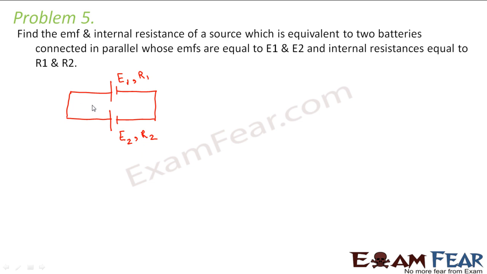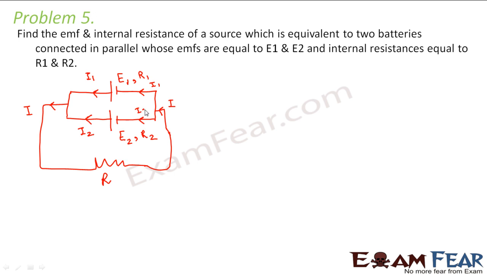So you will have to calculate the equivalent resistance of this combination as well as the equivalent EMF. Let us suppose that this entire combination is connected to an external resistance, which we call R. Let us look at the current distribution. This is current I1, this is current I2. These both combine to form I, which flows across the external resistance and goes back to the circuit, where it again bifurcates as I1 and I2.